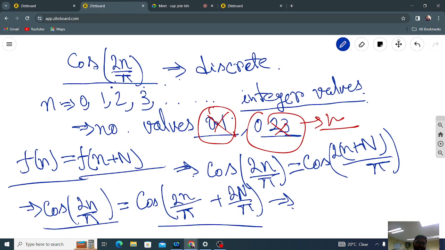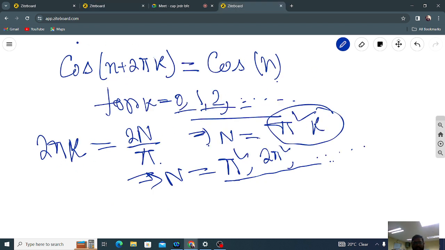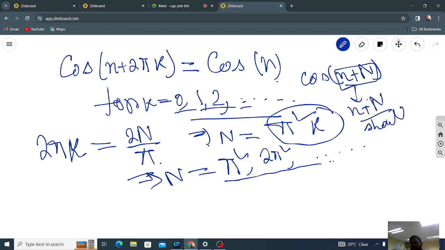Now we have said that n cannot take non-integer values. So if this signal is periodic, cos of (n plus N), this n plus N should be an integer, because this is a discrete signal.